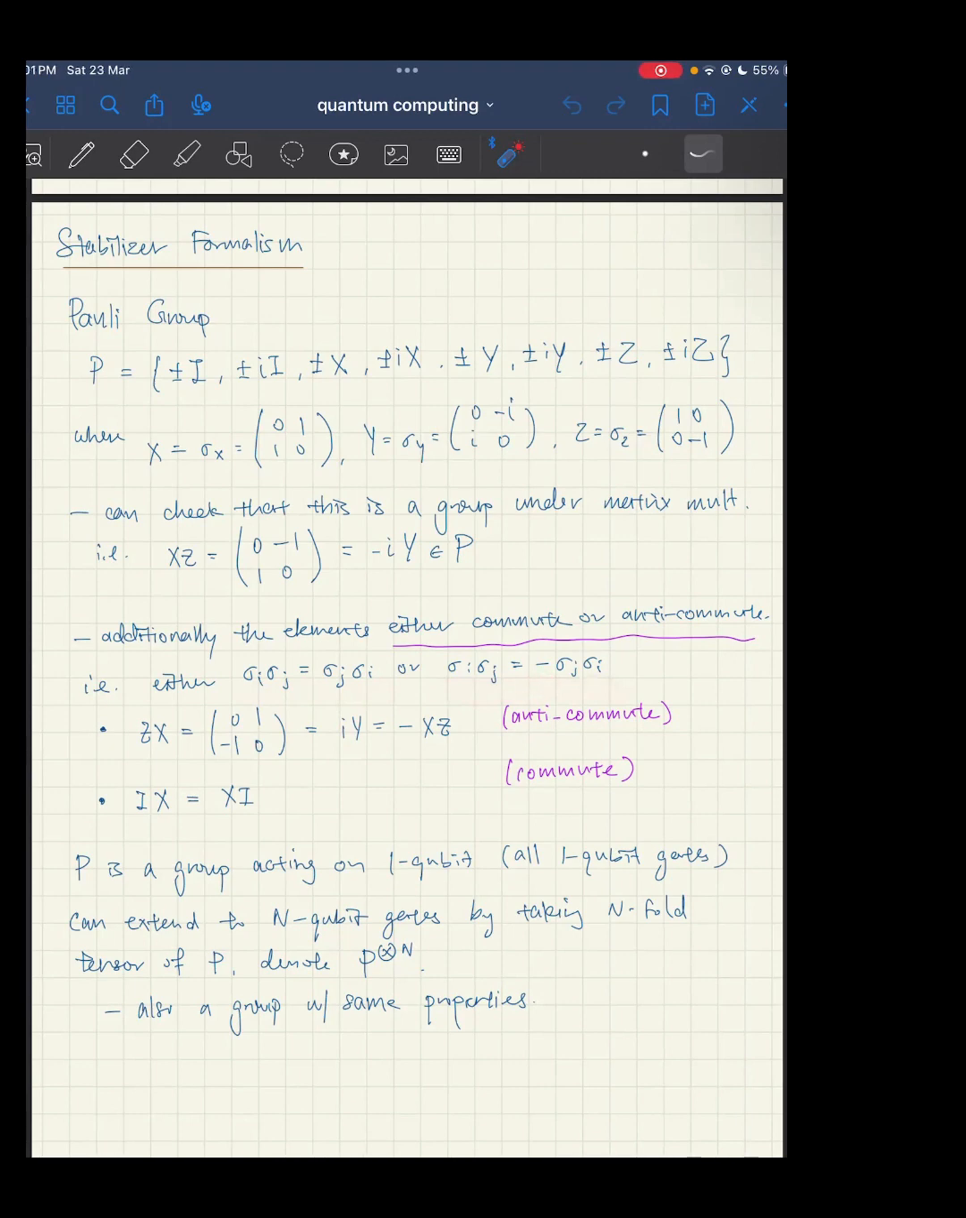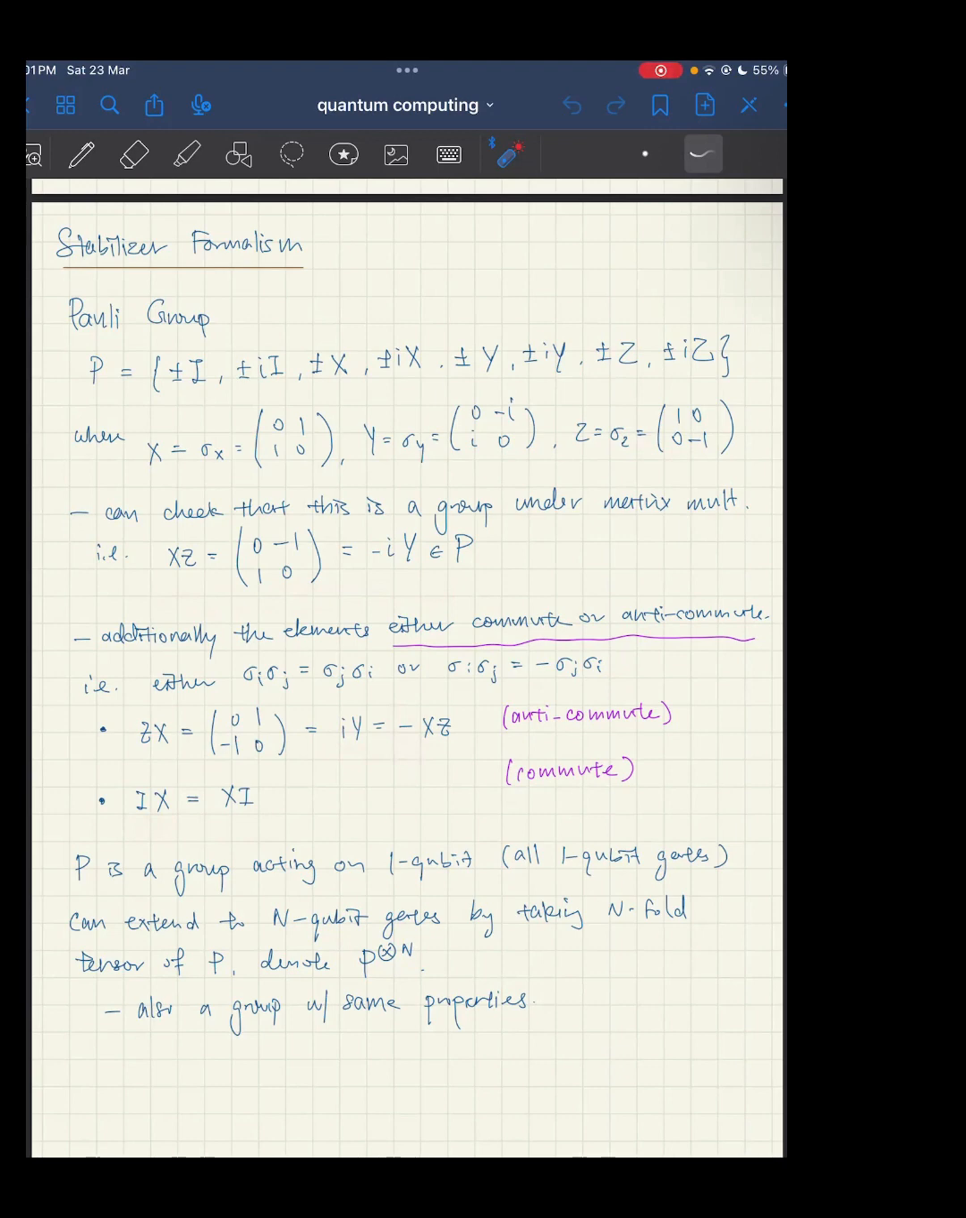An example here is ZX. If you calculate ZX, you actually get this matrix over here, which is i times Y. And we've shown above that XZ is minus iY. So ZX equals negative XZ, which shows that X and Z anti-commute, because when you flip the order, you get a negative sign in front. And for an example of which they commute, we can take the identity because the identity commutes with everything. So IX equals XI is one example.